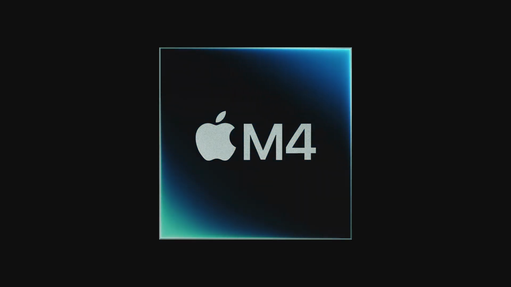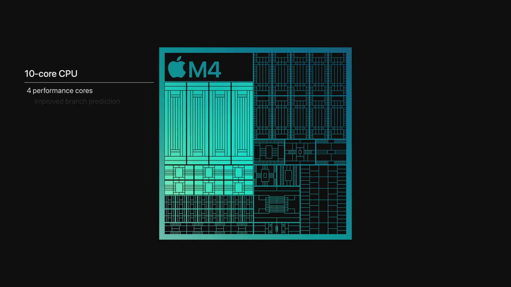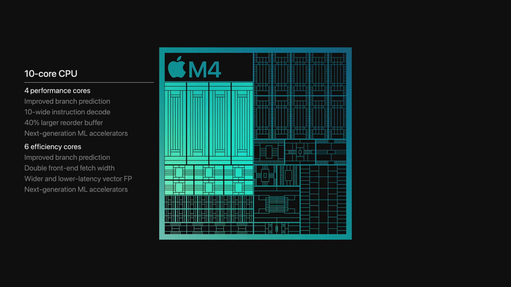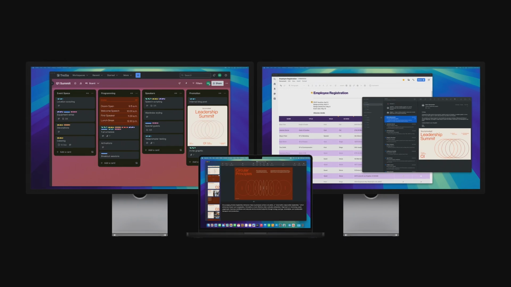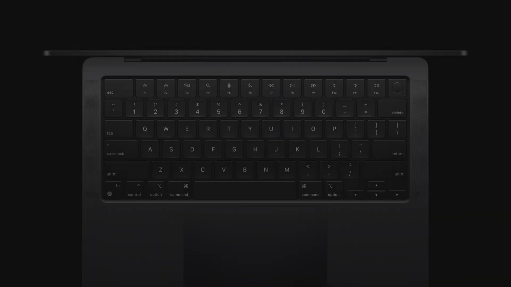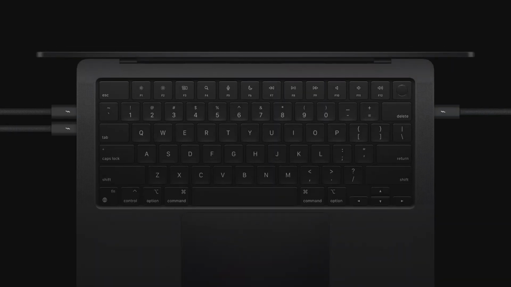M4 starts with an incredibly powerful 10-core CPU with 4 performance cores and 6 efficiency cores, and it has a 10-core GPU. With M4, you can now spread out over 2 high-resolution external displays in addition to the built-in display. And MacBook Pro with M4 has 3 Thunderbolt, SDXC, HDMI, MagSafe, and a 6-speaker sound system.